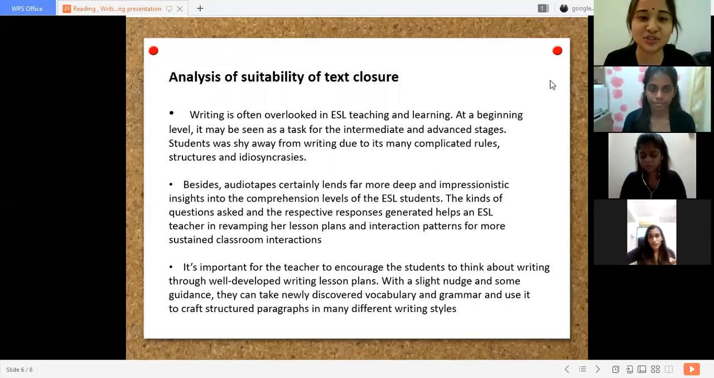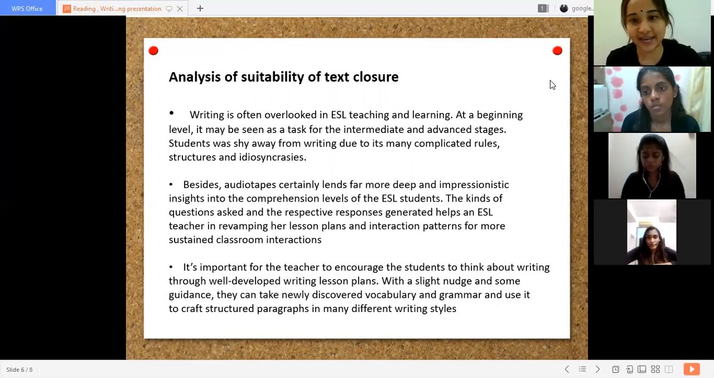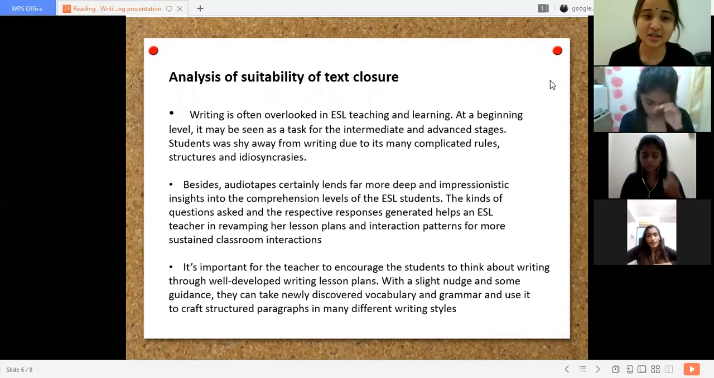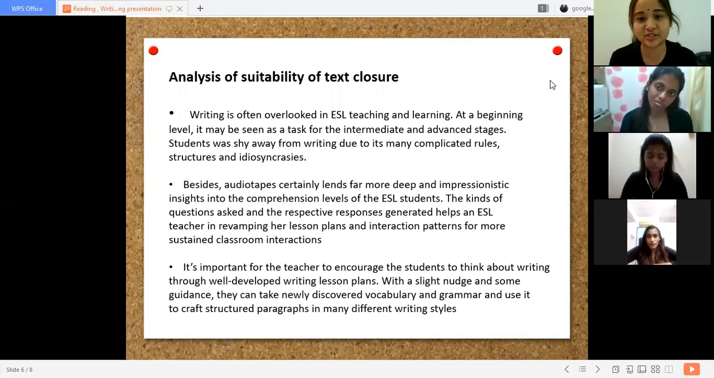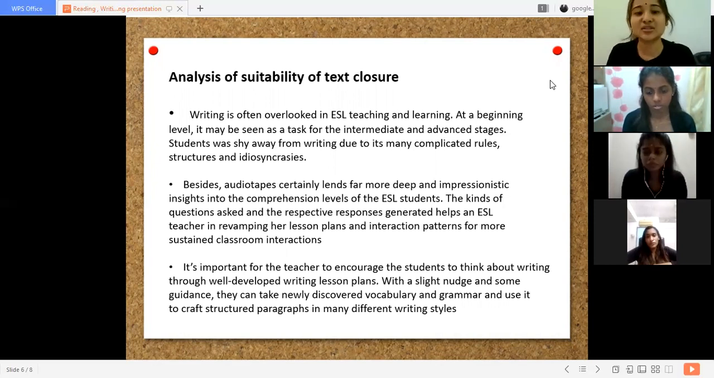So for the analysis of suitability of text discourse, writing is often overlooked in ESL teaching and learning. At a beginning level, it may be seen as a task for the intermediate and advanced stages. Students will shy away from writing due to its many complicated rules, structures, and idiosyncrasies. Besides, audio tape certainly lends far more deep and impressionistic insight into the comprehension levels of ESL students. The kinds of questions asked and the respective responses generated help an ESL teacher in revamping her lesson plans and interaction patterns for more sustained classroom interaction.